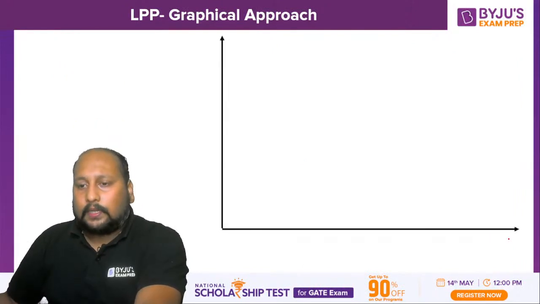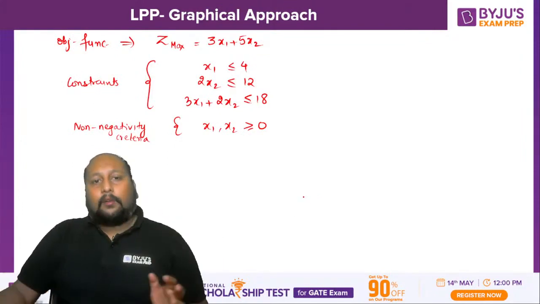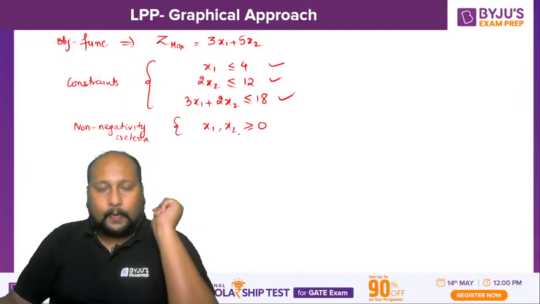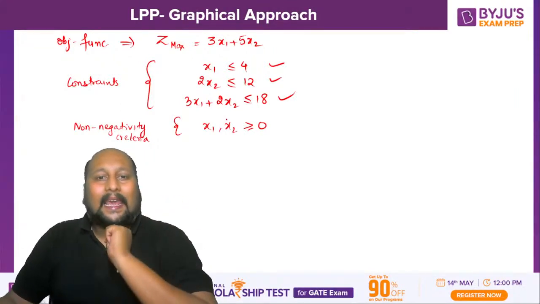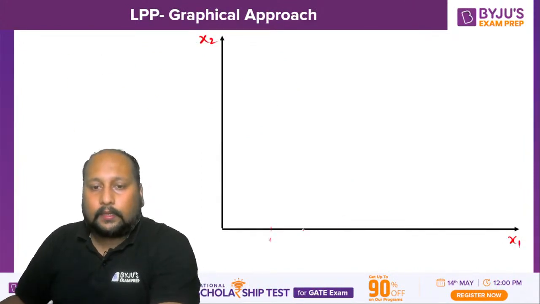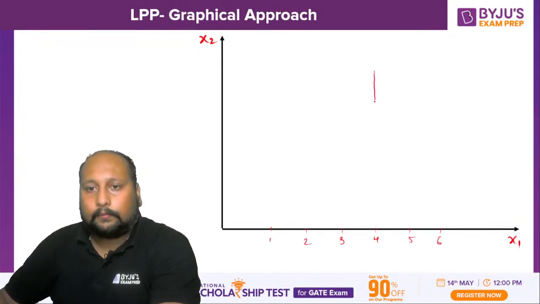So let us suppose this is your x1, this is x2. Now, how can we do it? I need to plot all these linear equations on the 2D graph. So the first constraint is x1 less than or equal to 4. Let's say this is 1, this is 2, this is 3, this is 4, and this should be a rough graph, 5, 6, something like this. So x1 less than or equal to 4, I will have a vertical line passing through 4. All the values less than 4 are acceptable.